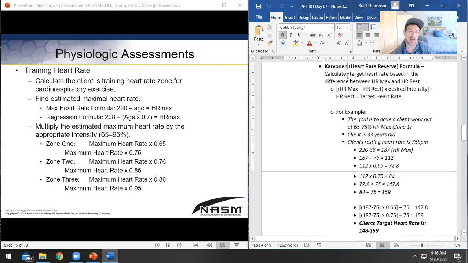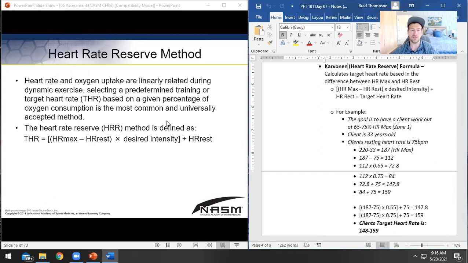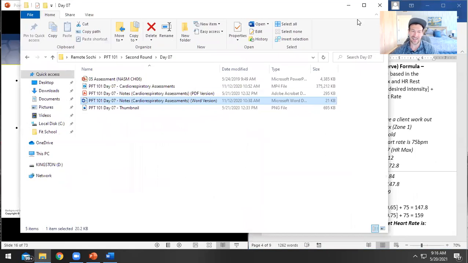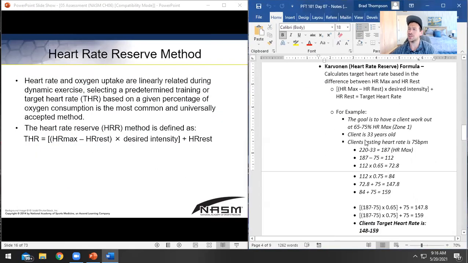So because that's not very specific to your client, we have a little bit of a different version here, which is called the heart rate reserve method. The big thing they used to ask back in the day, they would say it is considered the gold standard of heart rate client prescription. That's the phrase I had to memorize to pass my tests a billion years ago.